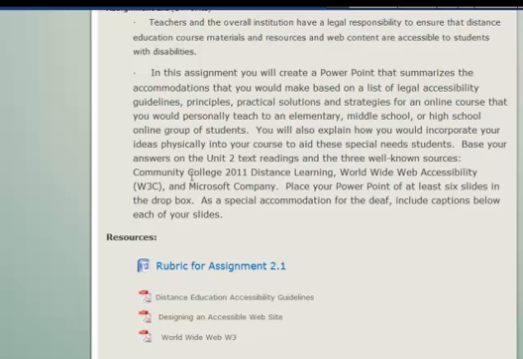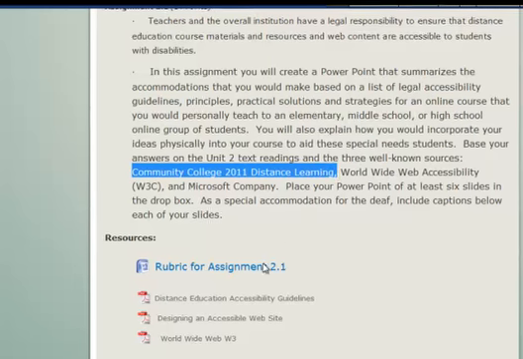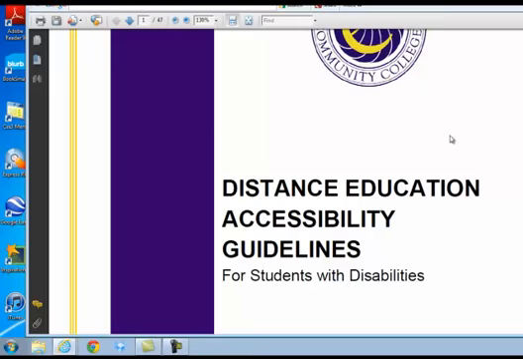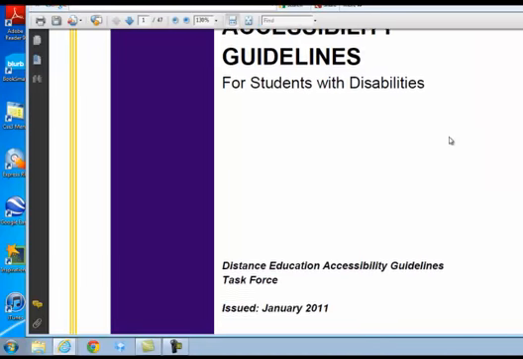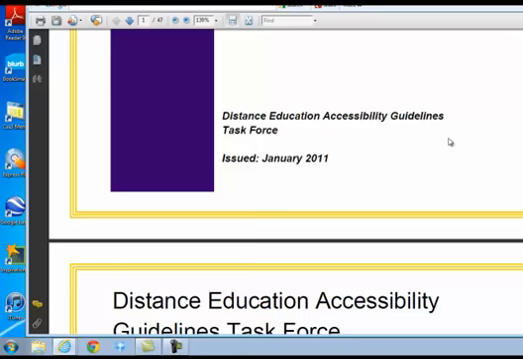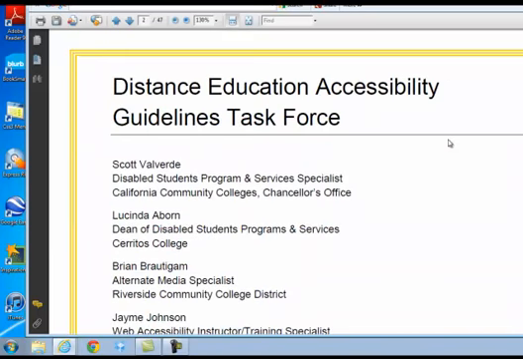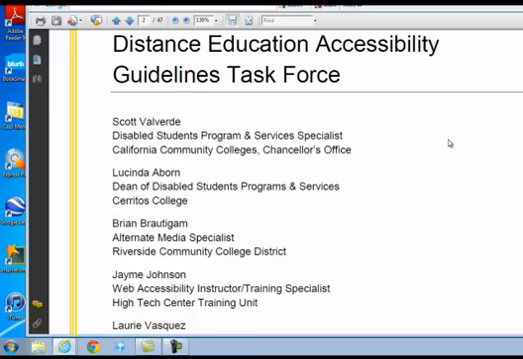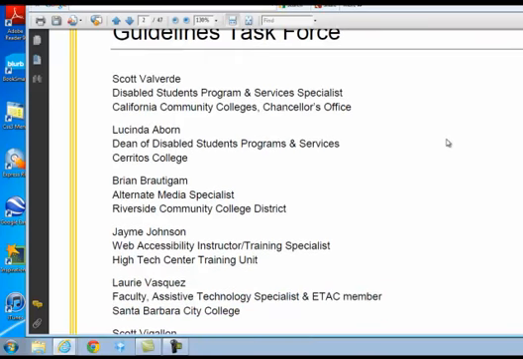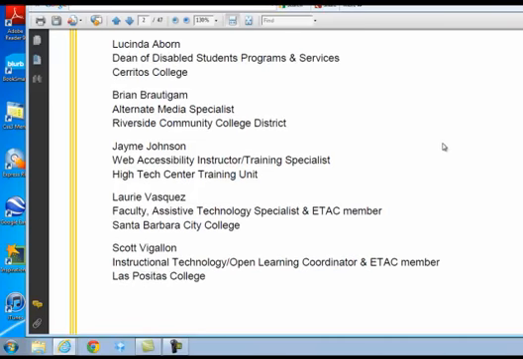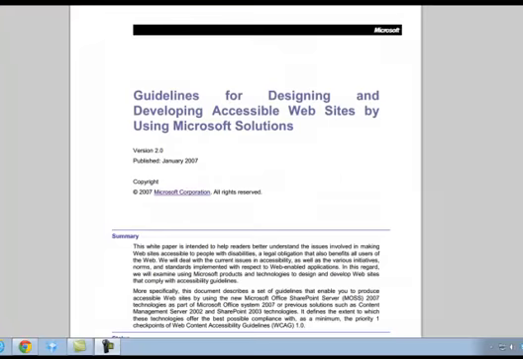And then base your answers on the Unit 2 text readings and the 3 well-known sources. The first is the Community College Distance Learning Education Accessibility Guidelines for Students with Disabilities from January 2011, so it's very current. It was created by the Guidelines Task Force of all these different community colleges, and so the students will be using that.